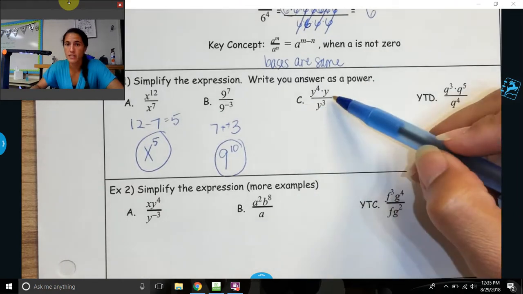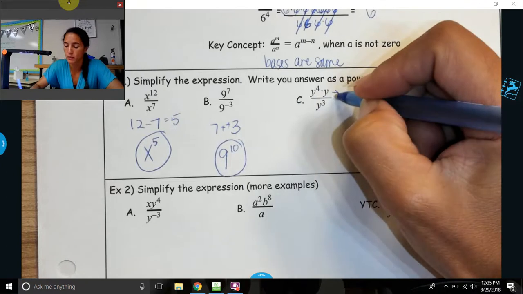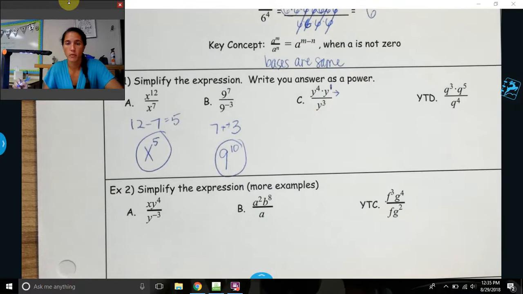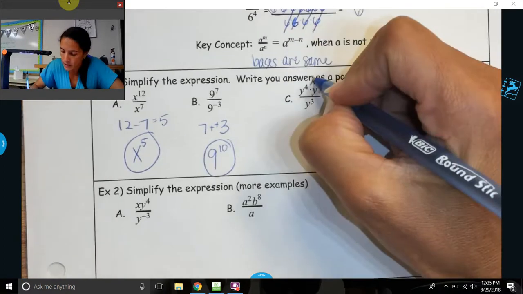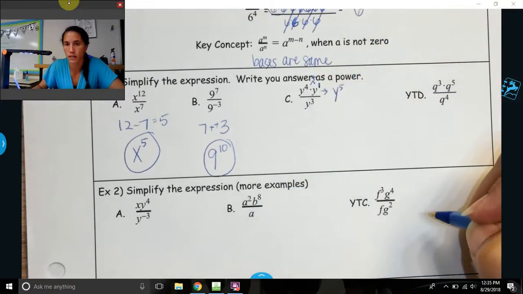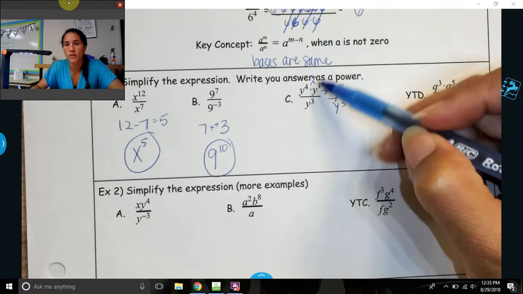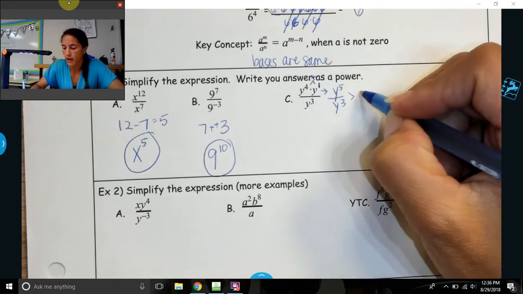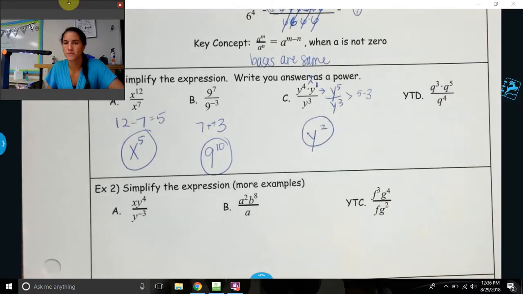Now, letter C has y and y. So we've got several things going on. First, we need to simplify our top, our numerator. And this has an exponent of 1. Remember, if you don't see an exponent, it has an exponent of 1. And we add because this is multiplication. So 4 plus 1 is 5. So this is really y to the 5th divided by y to the 3rd. Now I can use my division properties, and I can subtract 5 minus 3. And so my final answer is y squared.